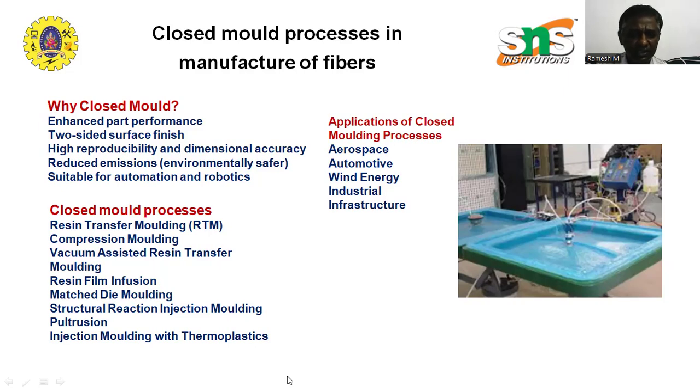The steps involved are: dry fibers or preforms are laid in the mold cavity. The mold is closed and clamped. The third step is the resin is injected under pressure, about 0.5 to 7 bar. Resin impregnates the fiber and fills the mold. Then curing occurs at room temperature, until the mold is opened and the part is ejected. These are the steps.